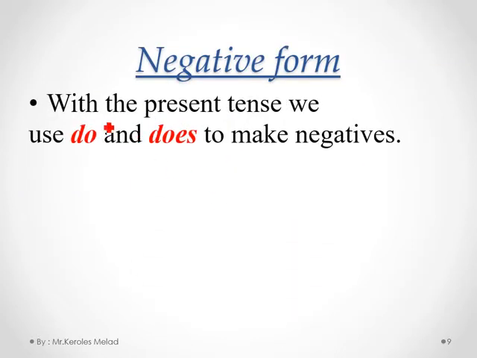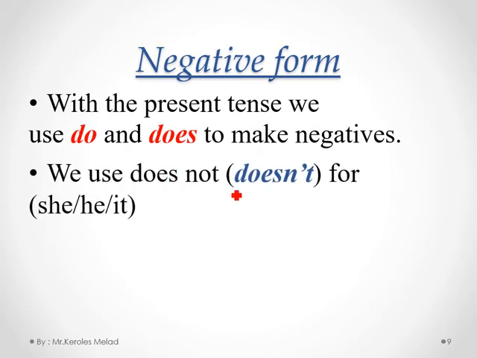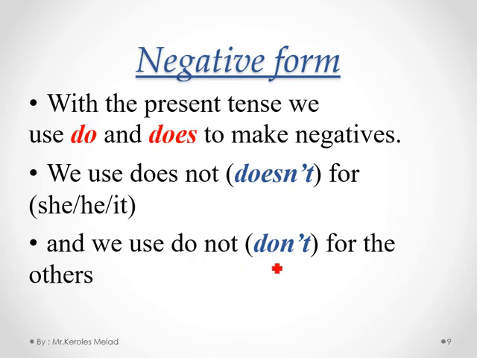The negative form. With the present tense we use do and does to make the negative form. Okay, we use doesn't for he and she and it, and we use don't for the others: I and we and you and they.